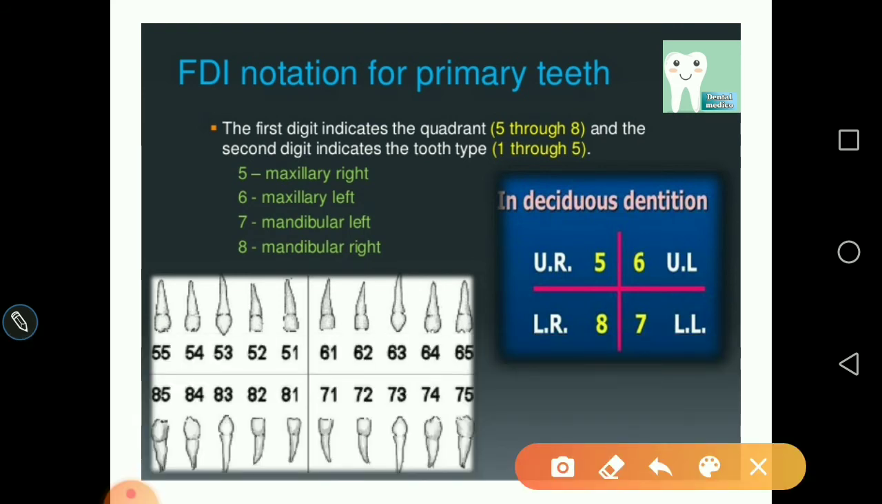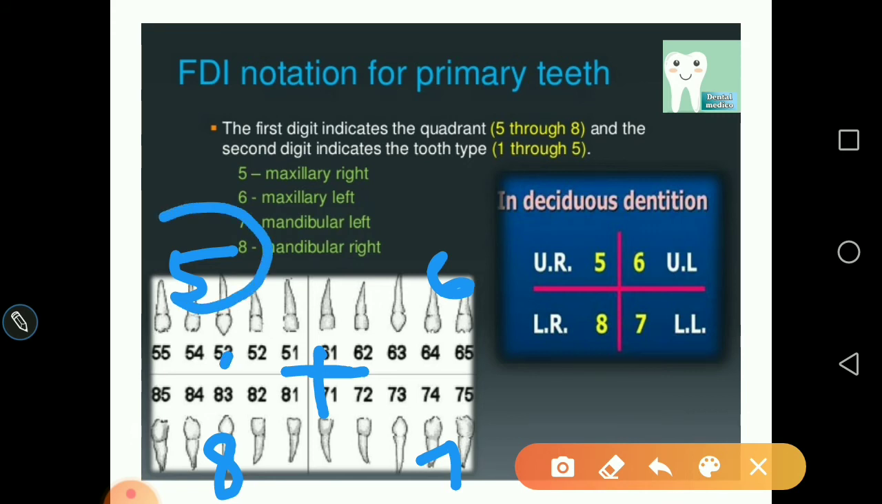In this we have the quadrants. Okay, this is 5, 6, 7 and 8. So if I say maxillary right canine, for maxillary right I say 5, and for canine it's 3. Same, lower left first molar, so for lower left it is 7, and the number for first molar is 4.